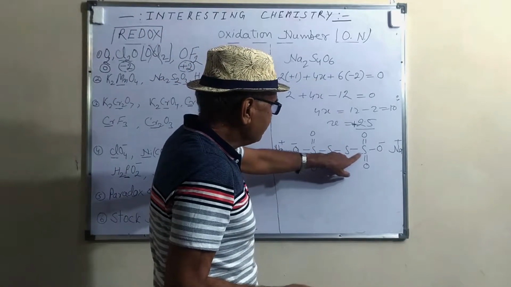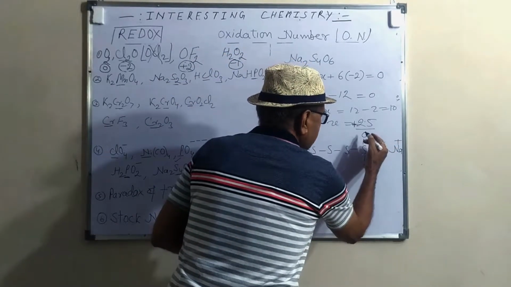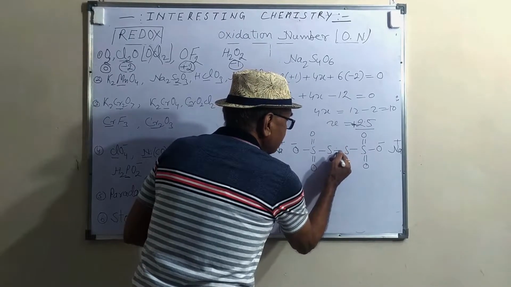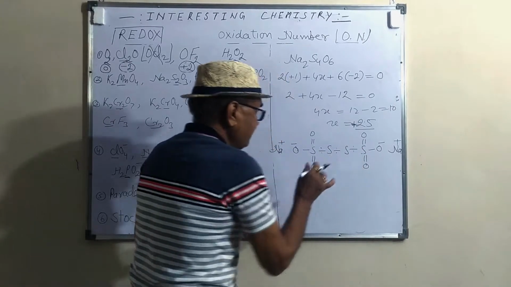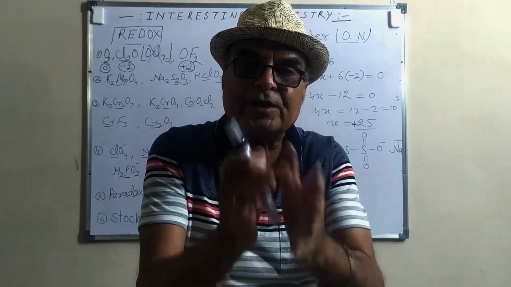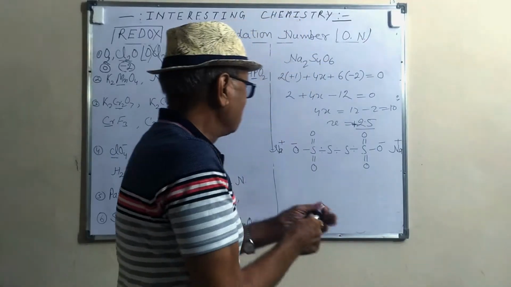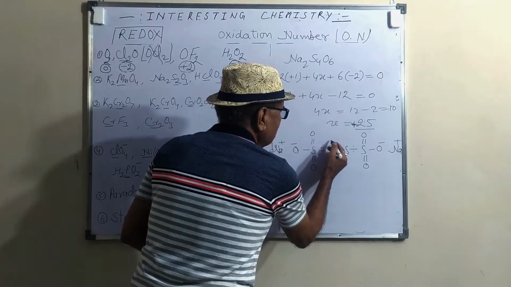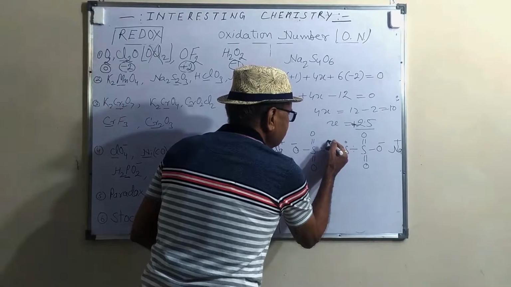In this, what will be the oxidation number of this S? There are 3 bonded pairs of electrons situated in the middle of the sulfur atoms. So the oxidation number of this S will be 0, the oxidation number of this S will be 0, and here this will be 0.